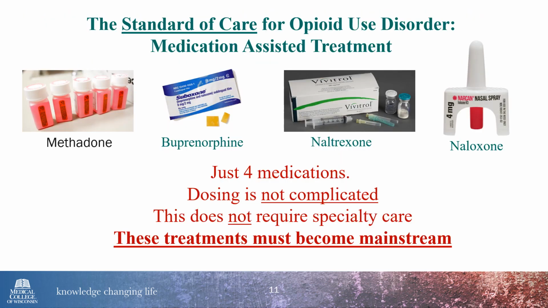I just want to be really clear here. The standard of care for treating opioid use disorder is medication-assisted treatment. It's not detox, it's not abstinence, it's not equine therapy. All people need to do is get on these medications. They're highly efficacious. They drastically reduce the risk of overdose. Buprenorphine and naltrexone can be administered in a primary care office.